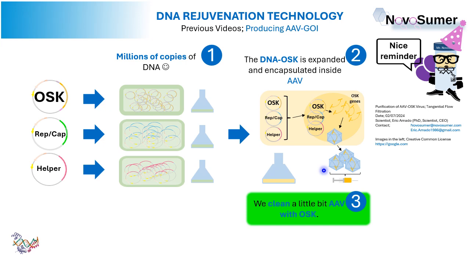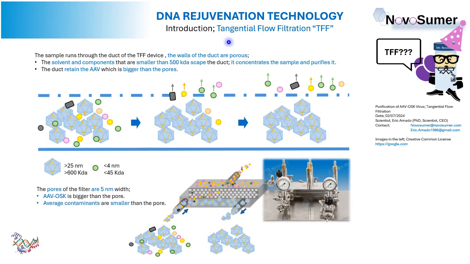It's going to be a little bit of introduction about tangential flow filtration. It's very easy. Remember, it's just a fancy filter, okay? Just a fancy filter that separates the EV particles from the rest of the contamination produced in the production of AAV-OSK. Let's go for it. Hey, let me introduce you to the tangential flow filtration technique, TFF. TFF? Yes, it's a very easy technique.